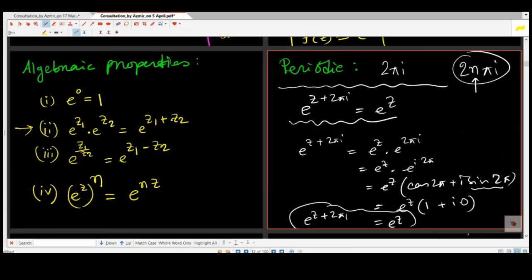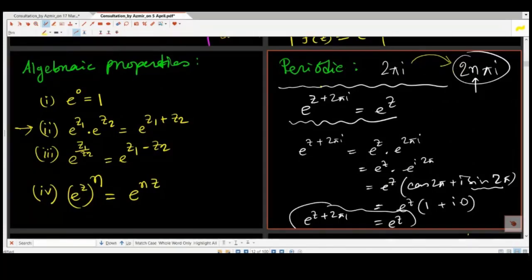Besides these algebraic properties, exponential functions are also periodic. It has a period of 2 pi i. Actually, we can generalize the term. 2 pi i can be 2n pi i, where n is any integer. n can be 0, 1, 2, 3, minus 1, minus 2, minus 3, and so on.